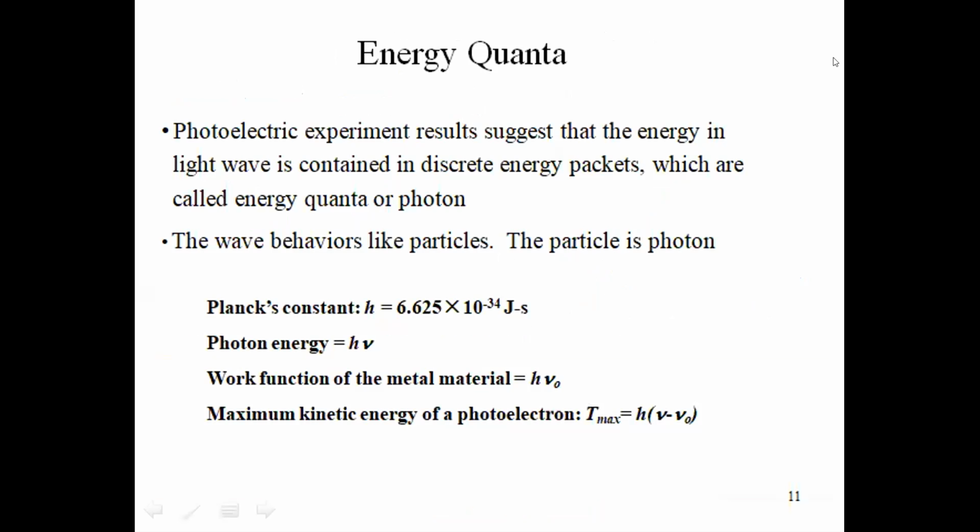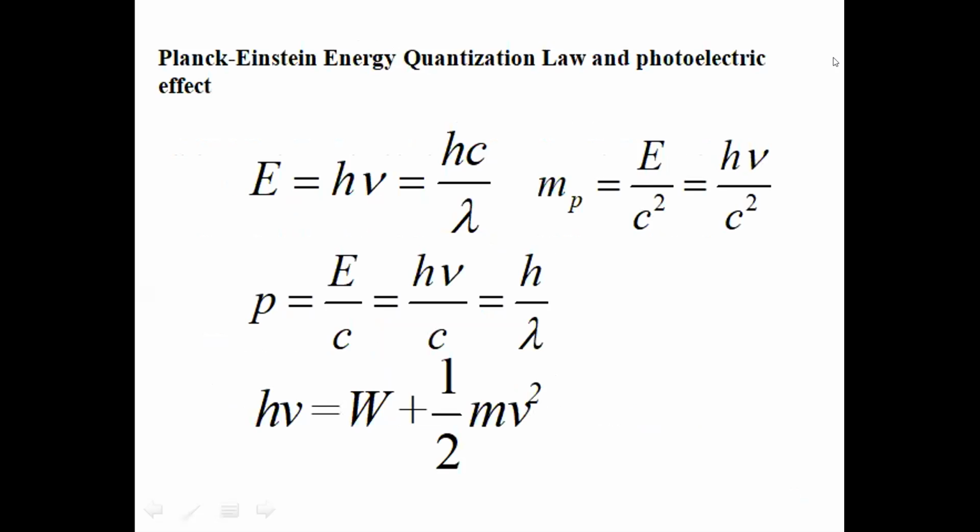Energy quanta. Photoelectric experiment results suggest that the energy in a light wave is contained in discrete energy packets instead of being continuous, which are called energy quanta or photons. The wave behaves like a particle. The particle is the photon. Planck's constant h equals 6.625 into 10 power minus 34 joule second. Photon energy is h nu. Work function of the metal material is h nu naught. Maximum kinetic energy of a photoelectron T max equals h into nu minus nu naught.